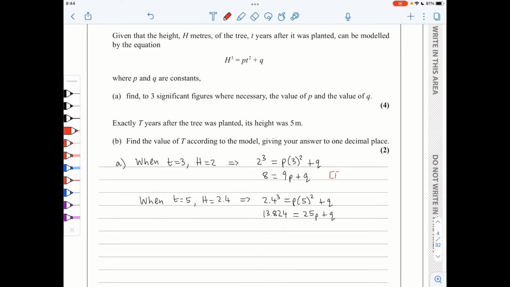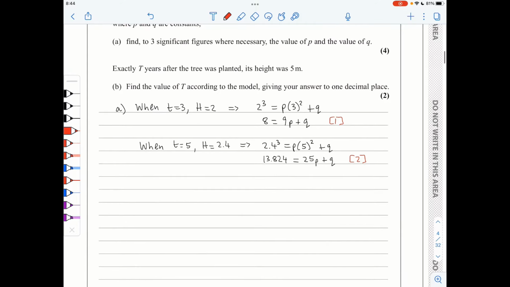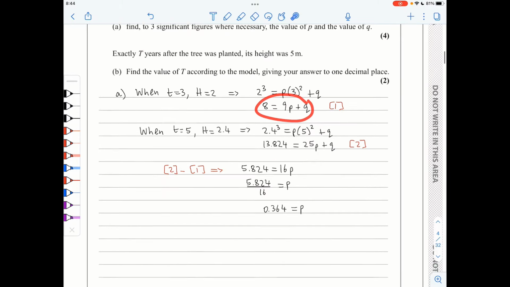We're essentially looking at simultaneous equations here. I'm going to label the first one as 1, the second one as 2, and therefore if I do 2 minus 1, I will get that 5.824 is equal to 16P. I will divide by 16, and this will give me the value for P. It turns out that P is 0.364. And then I will substitute back into 1 to find the value of Q.